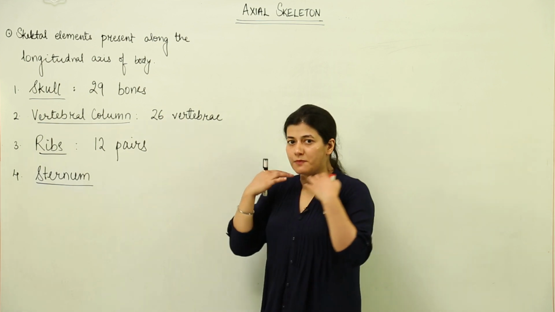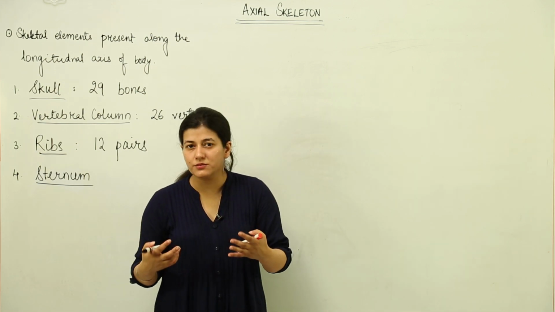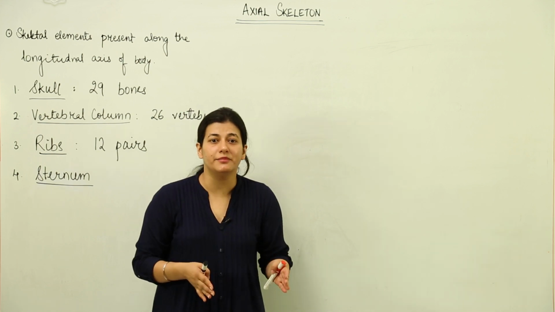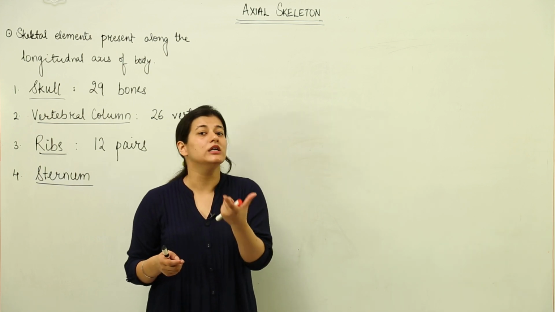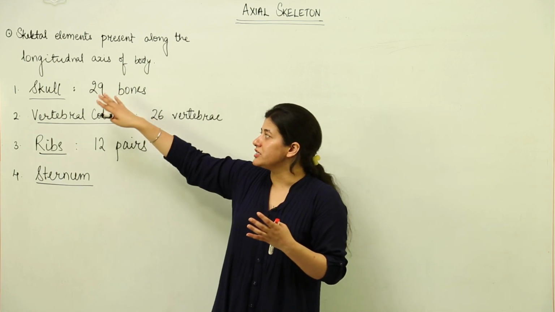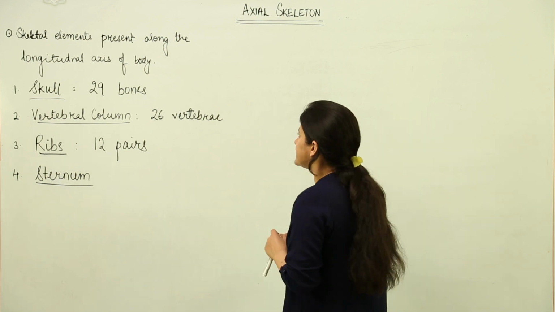The skull is nothing but this part of the head that in general vernacular terms we call the head. We have to see the skeletal elements of that part, which would be termed under skull. That entire bony structure would be termed as skull. And how many bones? 29 bones. Okay, first thing to be remembered.